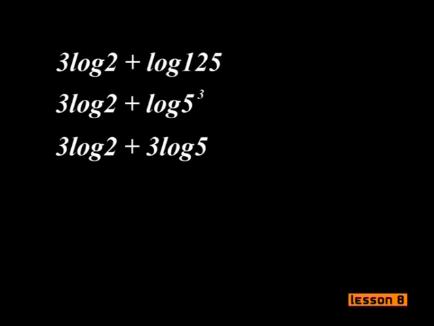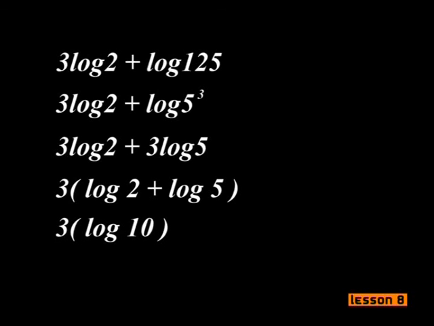I want you to notice something important here. You can't apply the law that says if we add the logs, we multiply the numbers just yet, because we have numbers in front of the logs. But we could, however, take out a common factor of 3, which would leave us with log 2 plus log 5 inside the bracket. Now we can apply the addition law, which gives us log 10 in the bracket. We also know that if the base and the number are the same, the log is equal to 1, according to the second law.